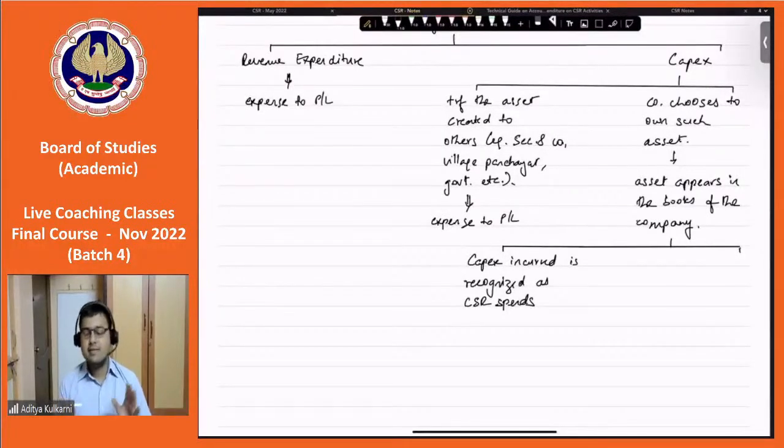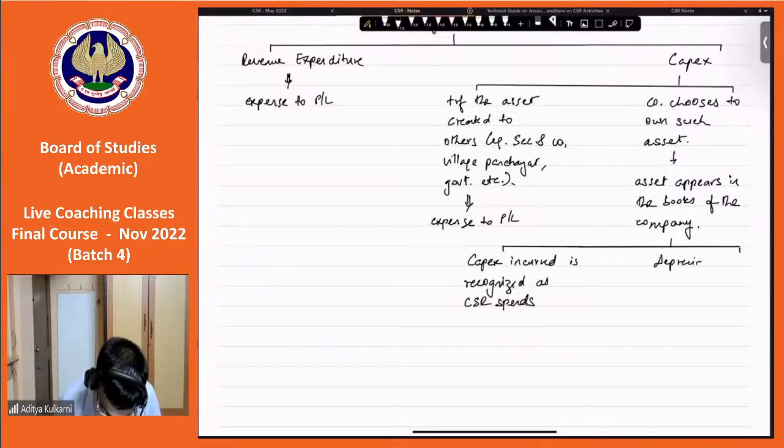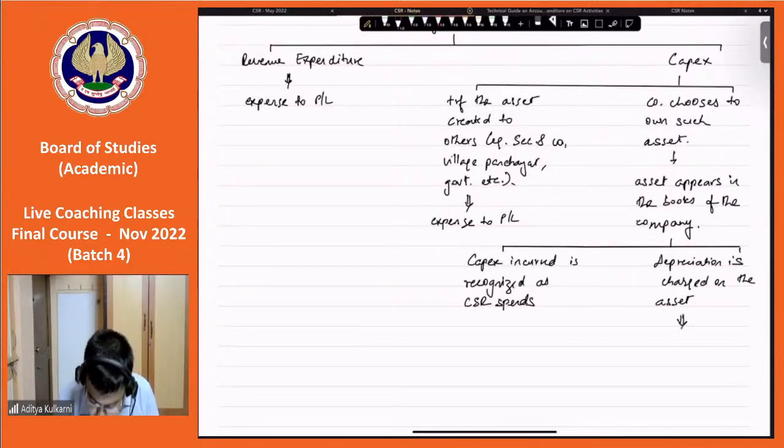But now coming to Ind AS 16, is this your asset? Yes. Have you chosen to transfer the asset? No. Will it appear in your books? Yes. Will it go in the balance sheet? Yes. You are the one owning this asset, maintaining this asset, and therefore Ind AS 16 tells us better depreciate this asset. So depreciation is charged on the asset. Will this depreciation also amount to CSR spends? Answer is no, because you have already taken the whole spend as CSR spends.